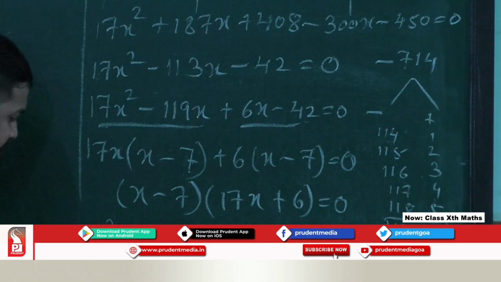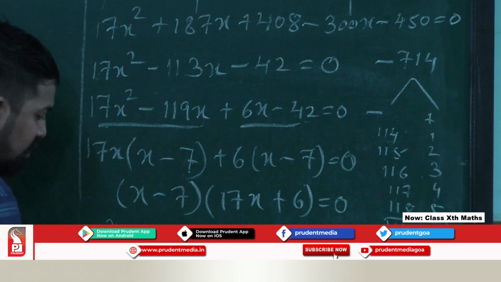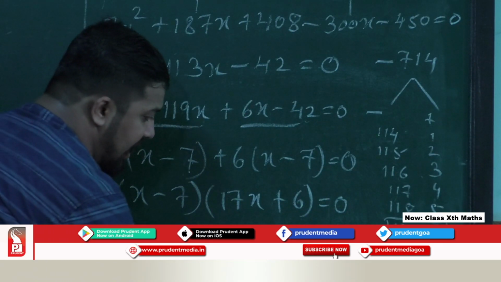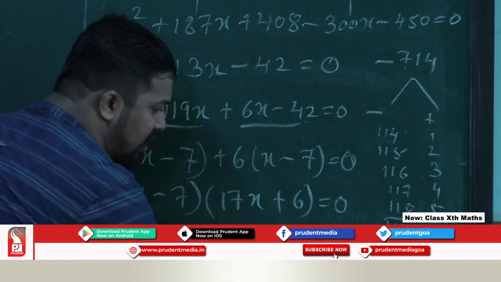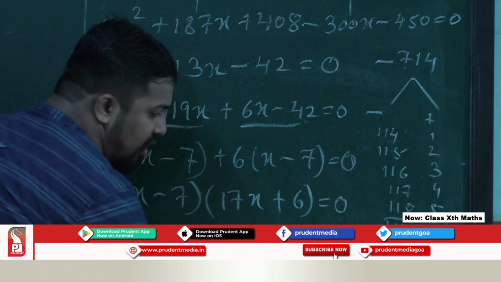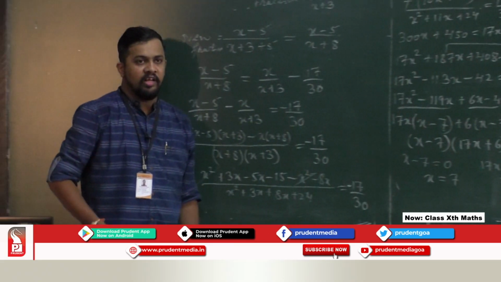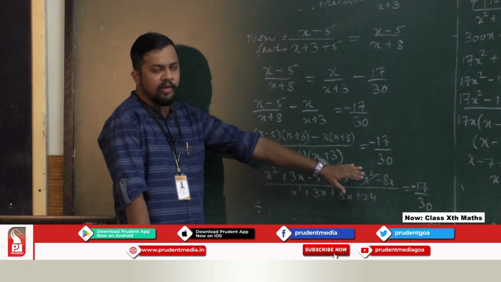So x minus 7 equal to 0 and 17x plus 6 equal to 0. So x is equal to negative 6 by 17. Okay. So let me just briefly explain the solution to you.